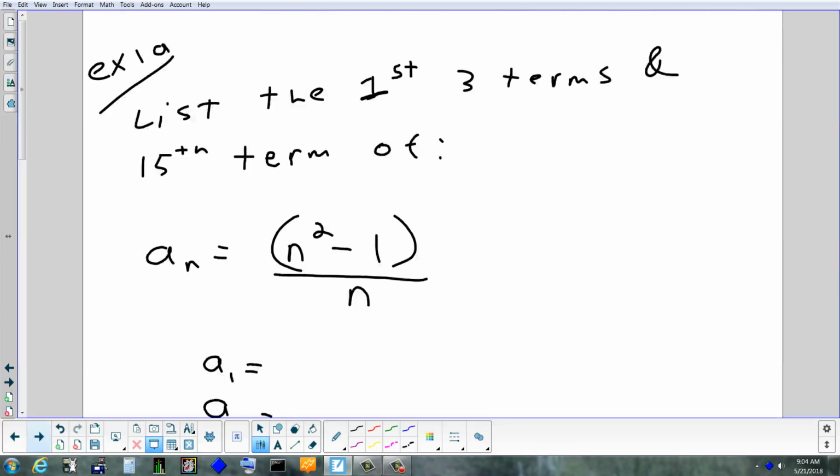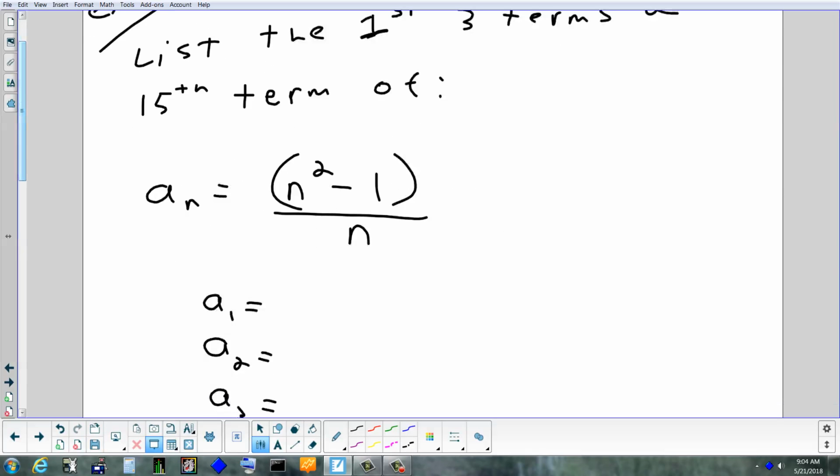Okay, so this one is just having us practice listing out terms in a sequence given a formula. And this is the kind of formula that we like to have because it's direct. You can find any term you want without finding the ones before it. So let's start with the first term. All we have to do is let n equal the term we want to find and do it out. So let's start with when n is 1.